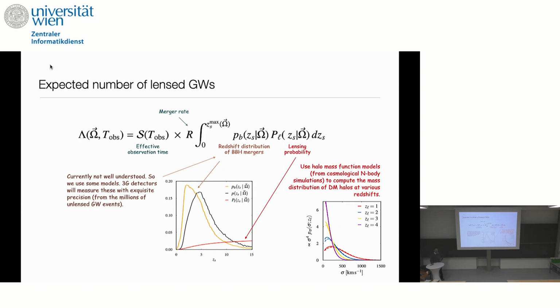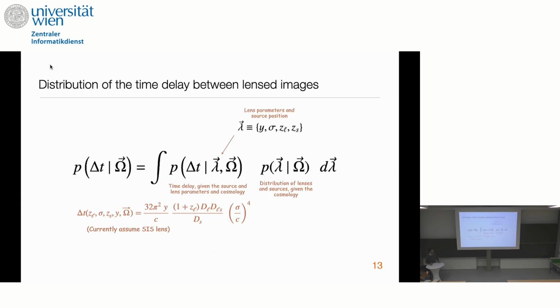What is the lensing optical depth? Currently what we do is use some halo mass function models and assume some simplistic lens models like SIS to compute the lensing optical depth as a function of the cosmological redshift and cosmological parameters. And this has to be improved in the future.